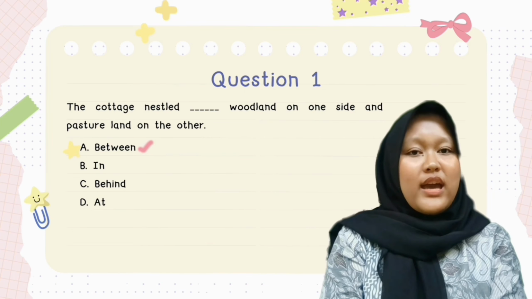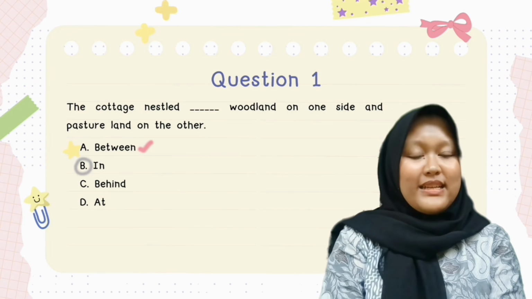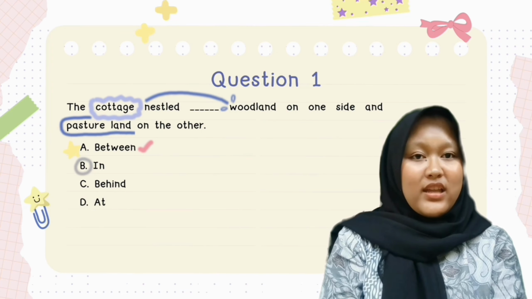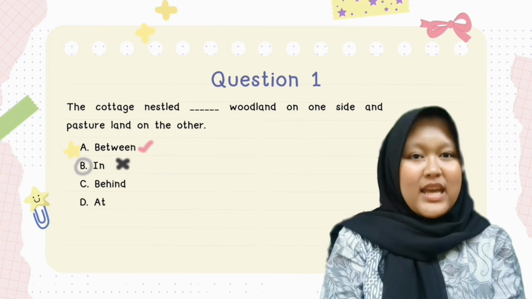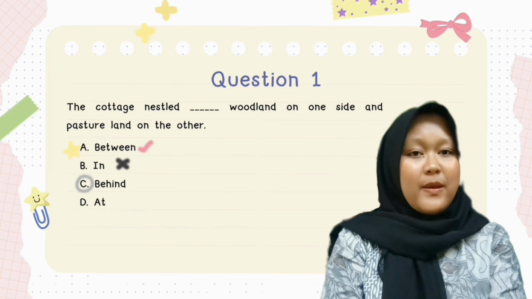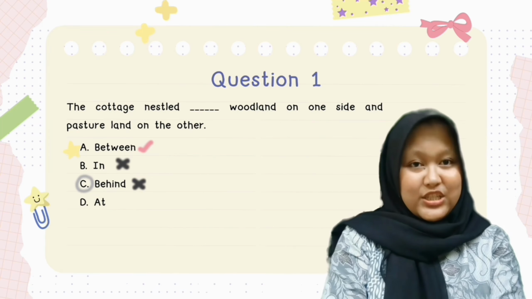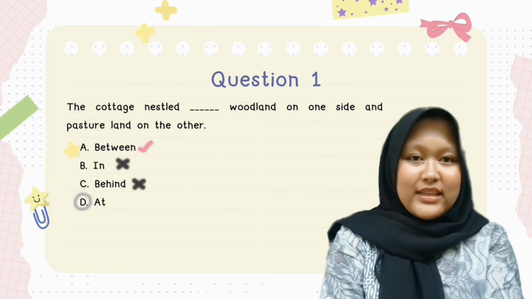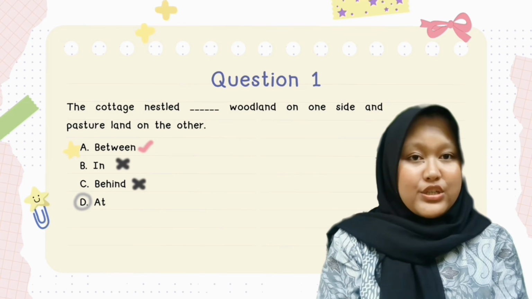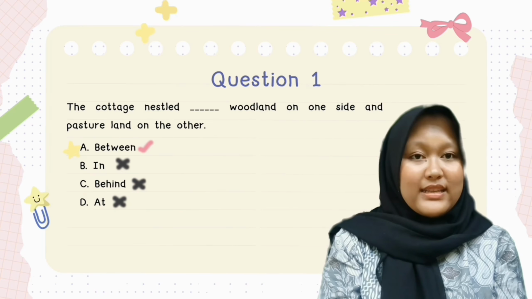Now let's take a look at the other options. B. In. In means inside, but the cottage isn't inside the woodland or inside the pasture land. It's between them. C. Behind. Behind means at the back of something, and this sentence isn't describing that kind of position. D. At. At is used for a specific point or location, but this sentence is about being between two areas.